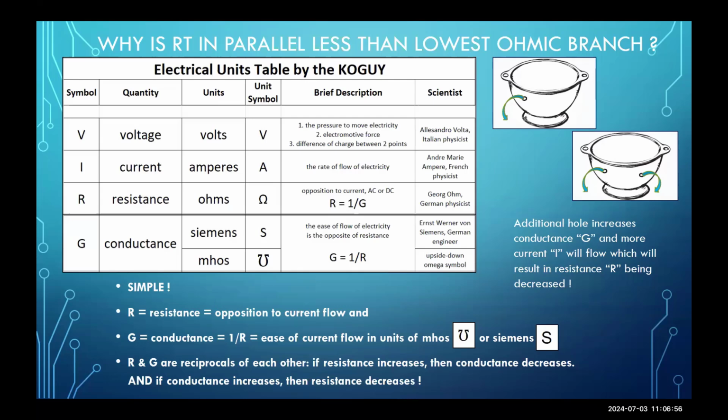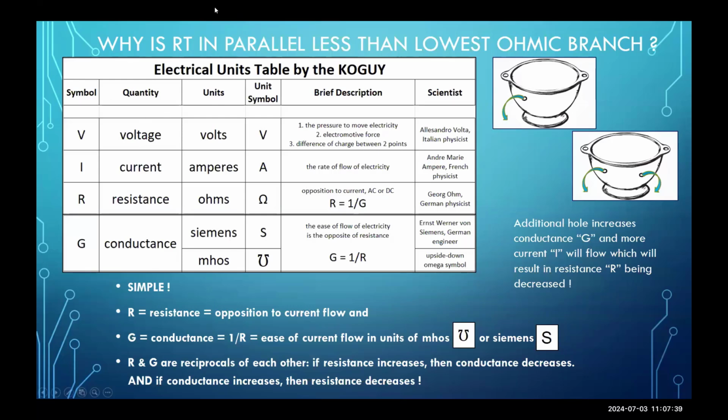So how does this work? If you take a look at the colander on the upper right, your food strainer that you'd use in your kitchen, if it only had one hole, it would have a limited amount of current flow. If it had 2 holes, then the amount of conductance increases. So if we increase conductance by adding a hole, if we increase the G, then more current will flow, which is I, and if more current flows, then that will result in R being decreased. We'll calculate this in a moment, show you how easy this is.